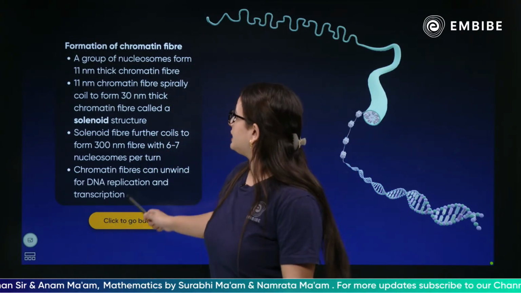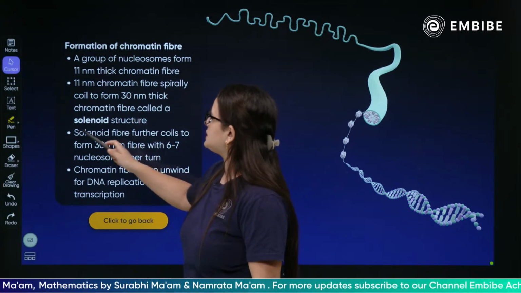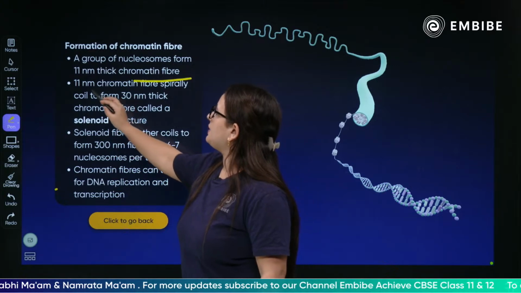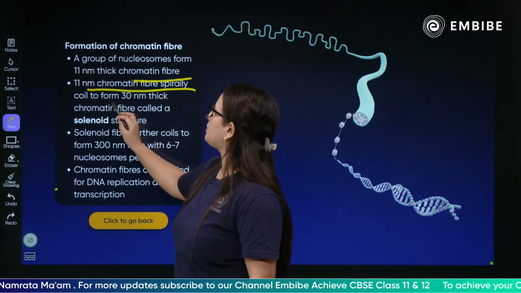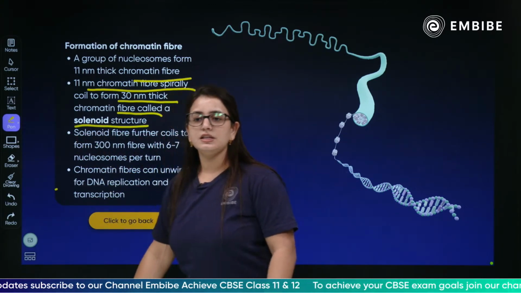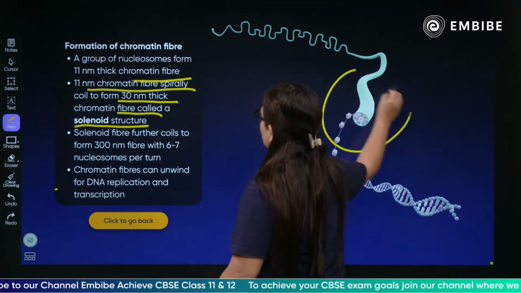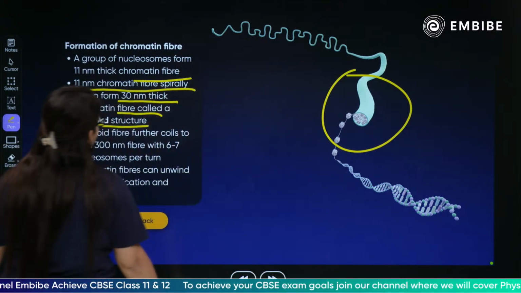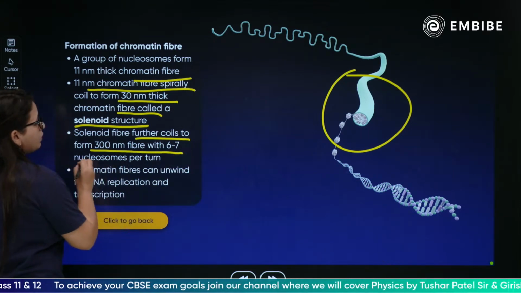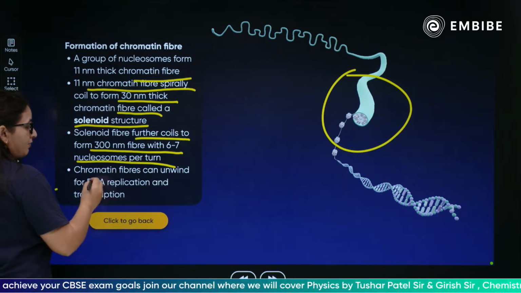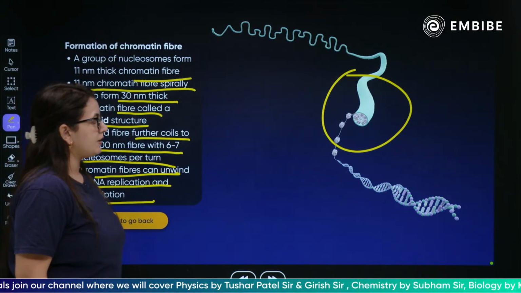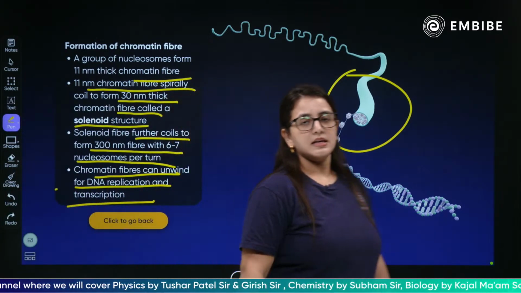Talking about the chromatin, children, a group of nucleosomes forms an 11 nm thick chromatin fiber. The 11 nm chromatin fiber is spirally coiled into a 30 nm thick chromatin fiber known as the solenoid structure. A solenoid fiber further coils into a 300 nanometer fiber, with 6 to 7 nucleosomes per turn. Chromatin fiber can unwind for DNA replication and transcription.